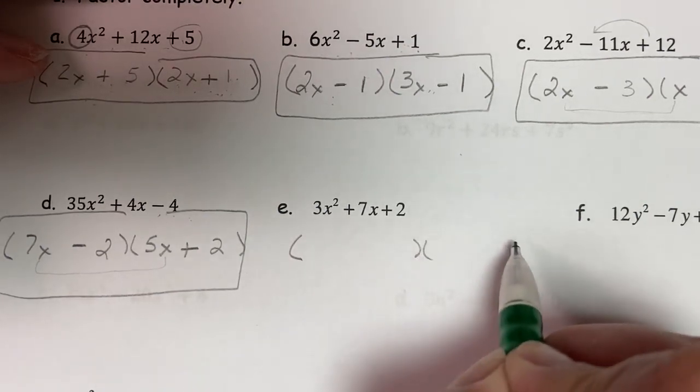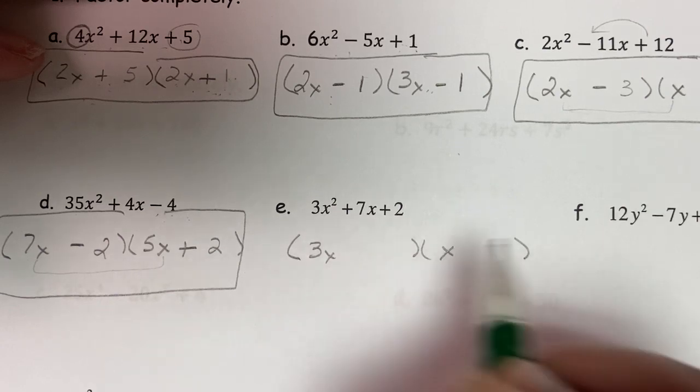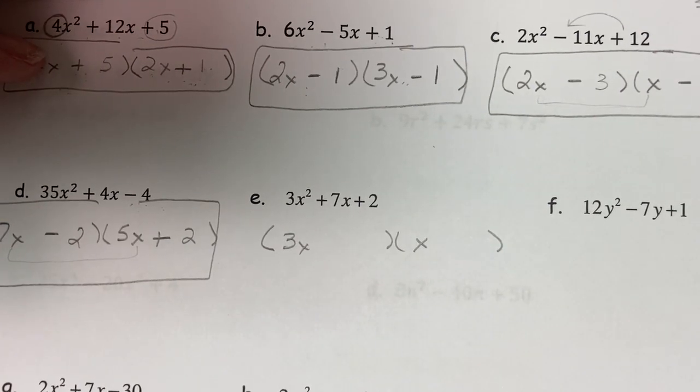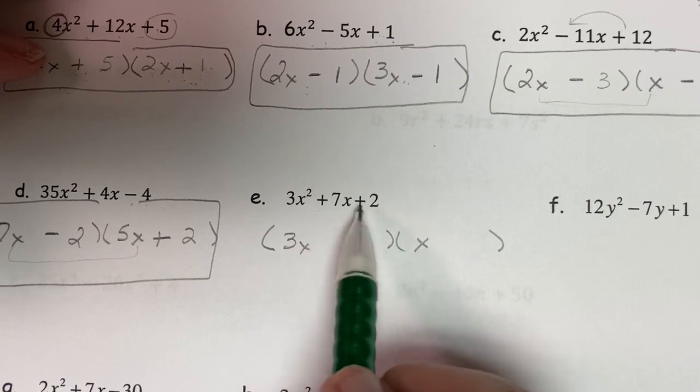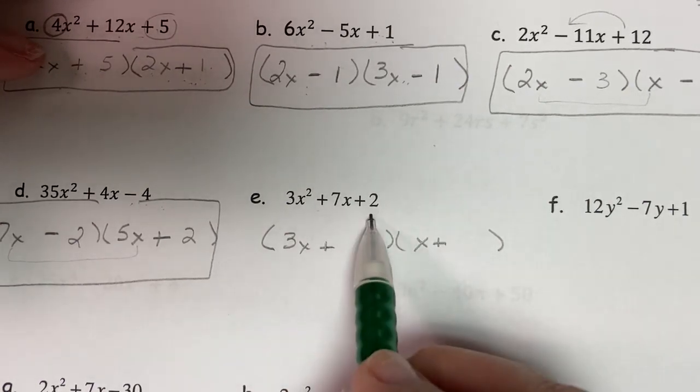All right, here we go. We're going to guess and check. So 3x squared's got to be 3x and 1x. There's no choice. Now I have to split up the 2. Now notice both of my signs have to be positive, so I can throw those in if I want. I have to split up the 2.